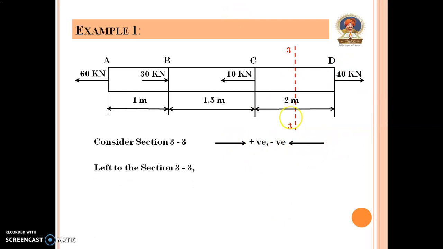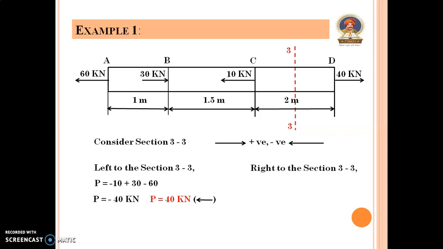So left section, here there are three forces to the left section of 3, that is 10 kilonewton moves towards the left side, so it is negative, so it is minus 10, plus 30. Here the plus is because the force is moved towards the right side, and minus 60 because the 60 is moved towards the left side. So P is equal to minus 10 plus 30 minus 60. So the answer becomes P is equal to minus 40 kilonewton. This minus sign indicates the force is moved towards the left side. So the P is equal to 40 kilonewton moved towards the left side.